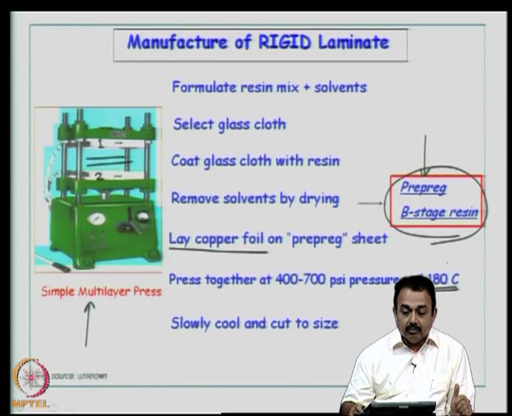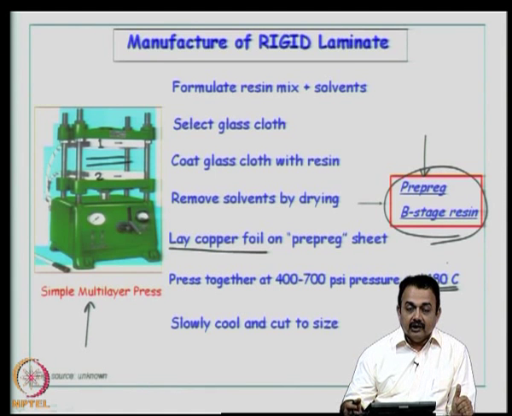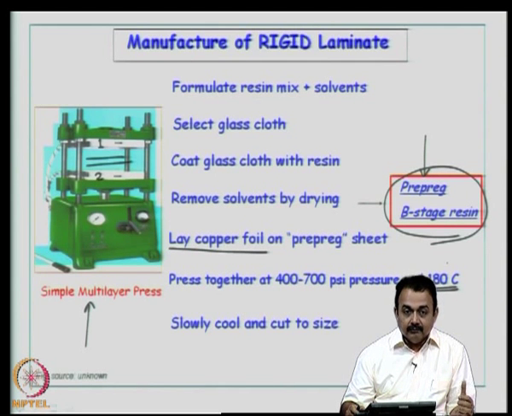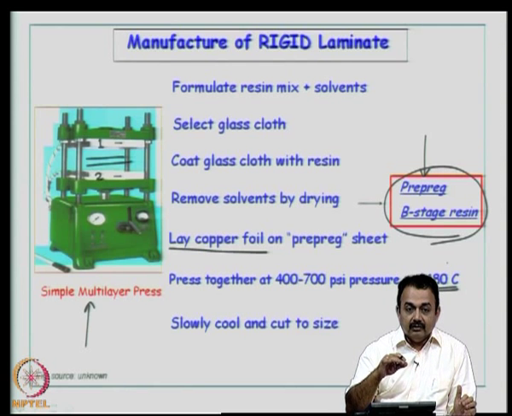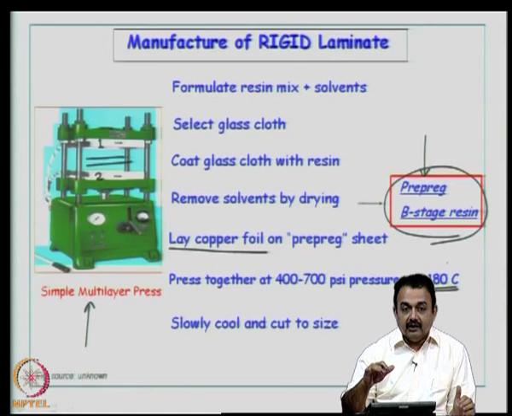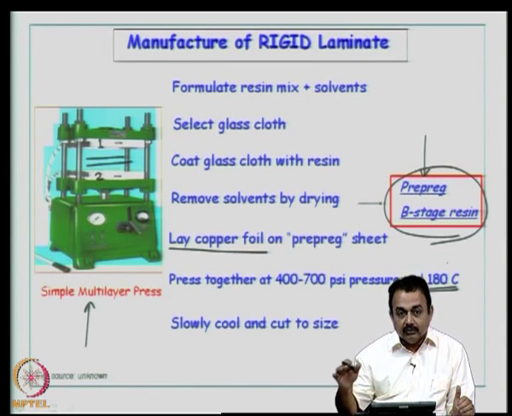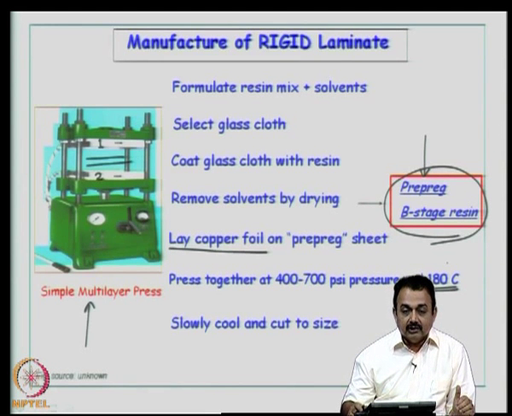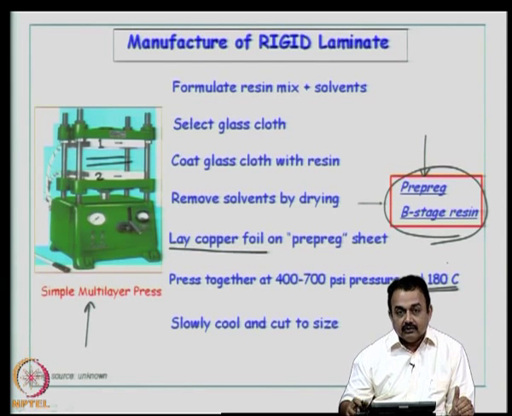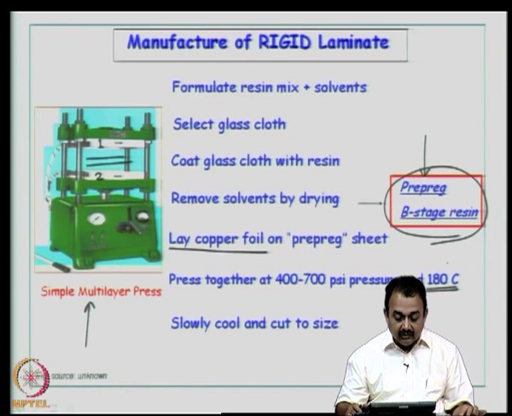Now, this is a very slow process. You can't suddenly heat it to 180 C and leave it for an hour and then expect it to bond well. There will be a slow ramp up, it reaches a particular temperature, and it will stay there under the applied load at the specified temperature for a certain period of time, and there will be very slow cooling. So, the cooling process is equally important as the heating process, and finally it is cooled down to room temperature and then cut to size. So, this is how you manufacture a rigid laminate.